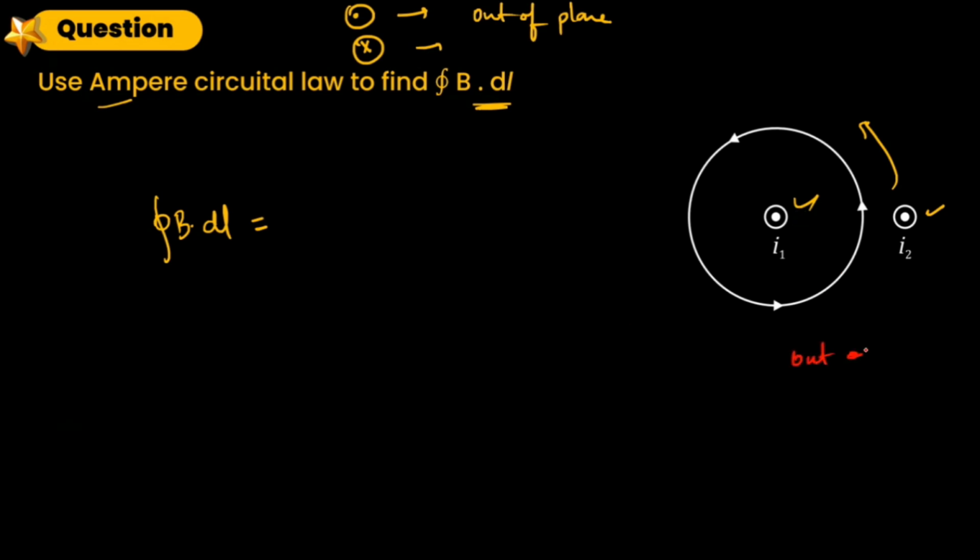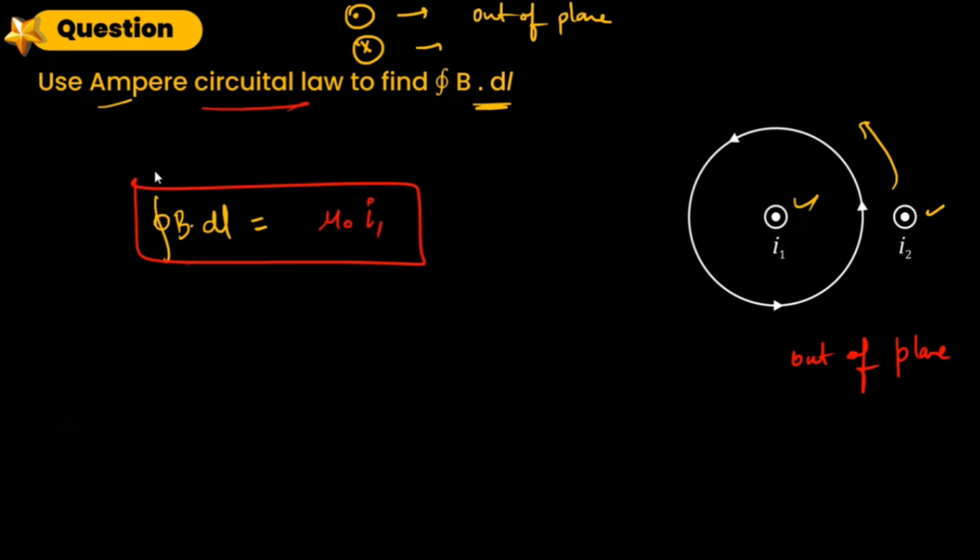Whenever we are going to calculate it, whatever wires are lying inside the loop will only contribute towards this B dot dl. So it would be I1 only, not I2. But if the I2 wire is also inside the loop, it is going to be I1 plus I2. That is what you have to understand.